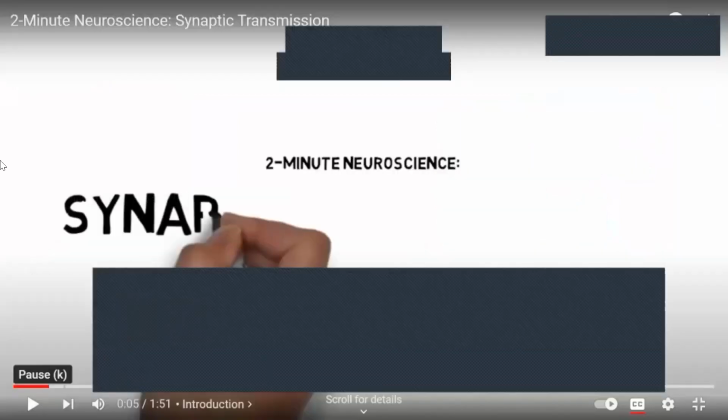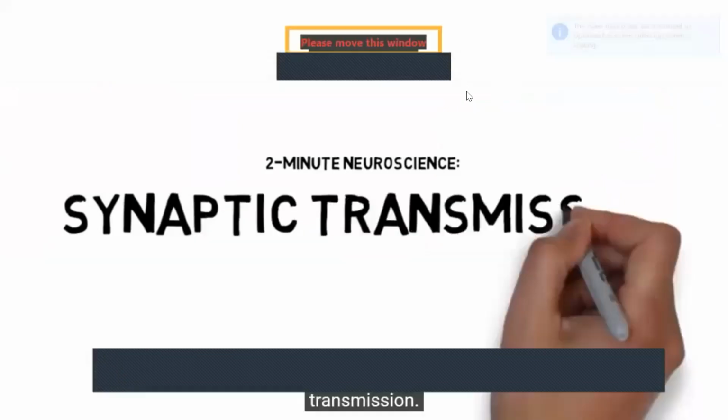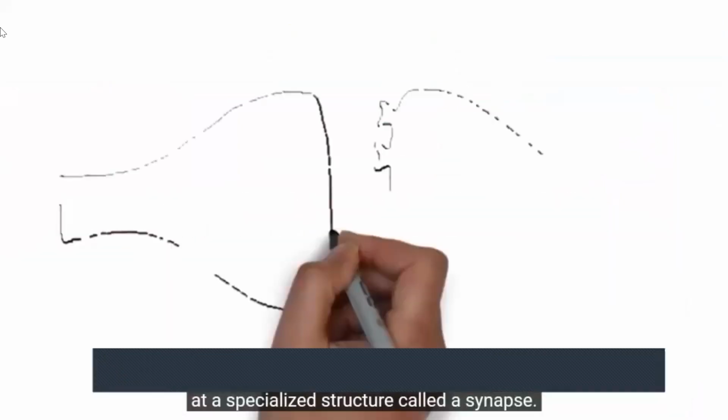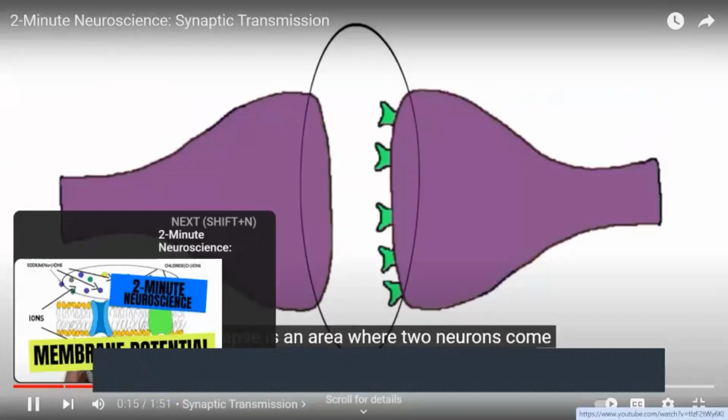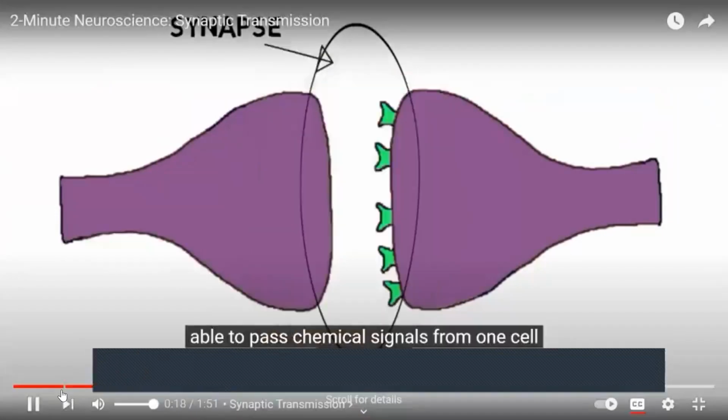In this installment, I will discuss synaptic transmission. Most communication between neurons occurs at a specialized structure called a synapse. A synapse is an area where two neurons come close enough to one another that they are able to pass chemical signals from one cell to another.